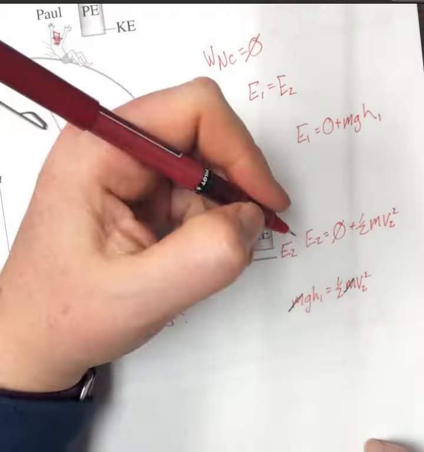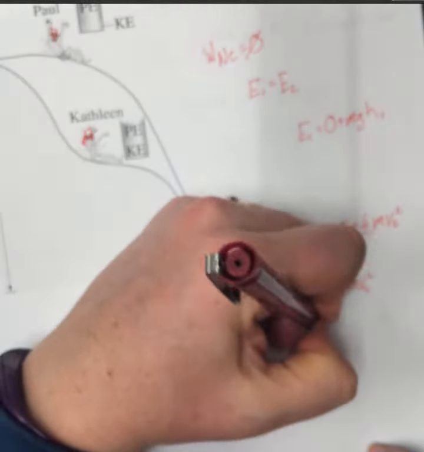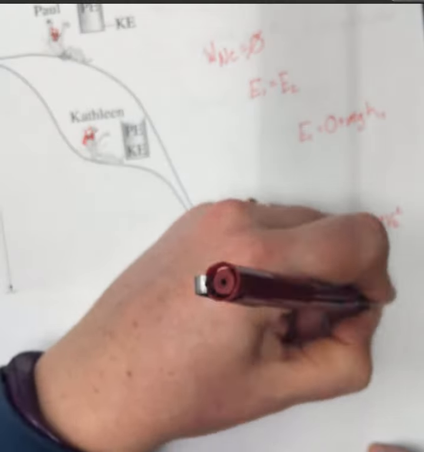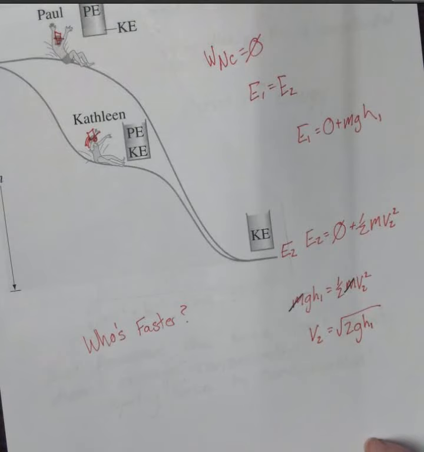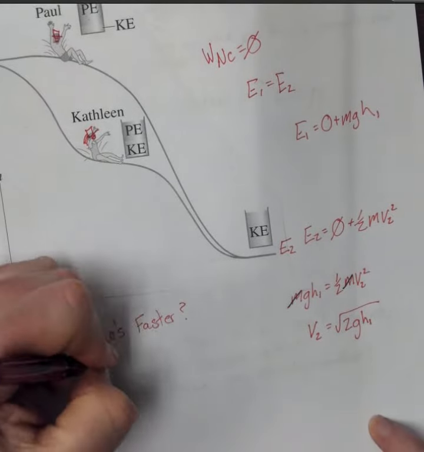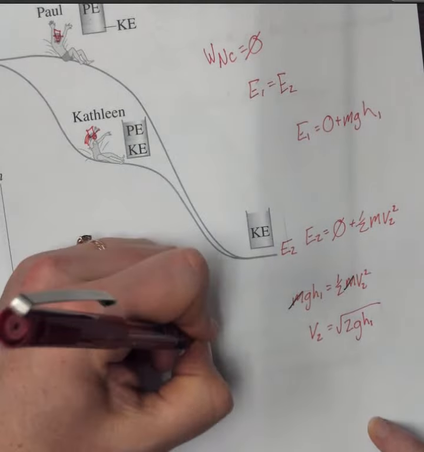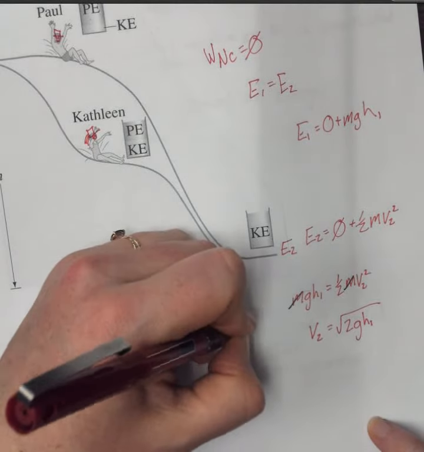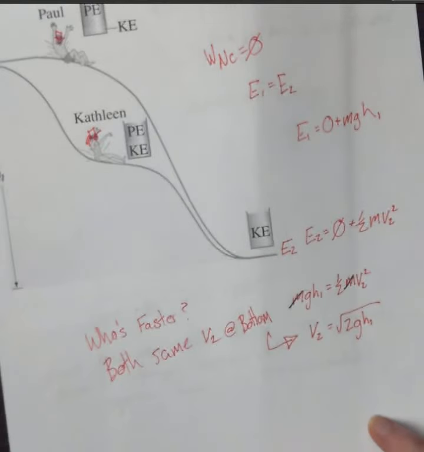And that means that for both Paul and Kathleen, the velocity that they have at the end is going to be dependent on the initial height. And if the initial height is the same for both of them, then that means that the final velocity will be the same for both of them at the end. So they both have the same V2 at the bottom. And we were able to show this definitively using conservation of mechanical energy.